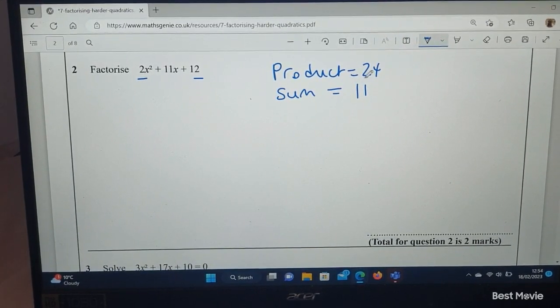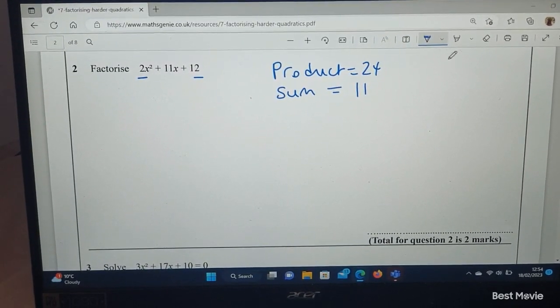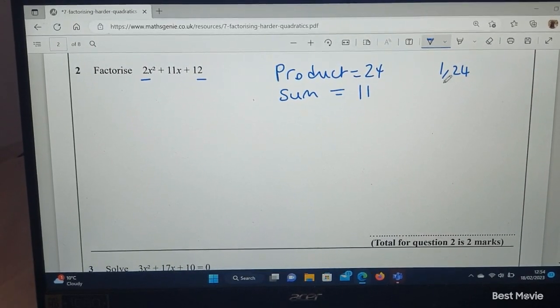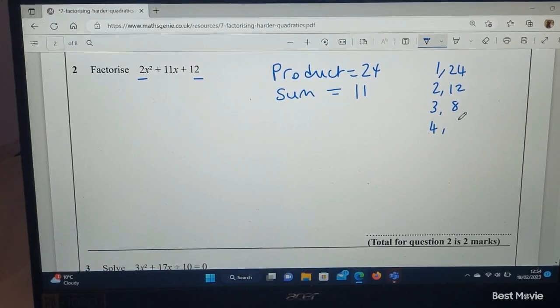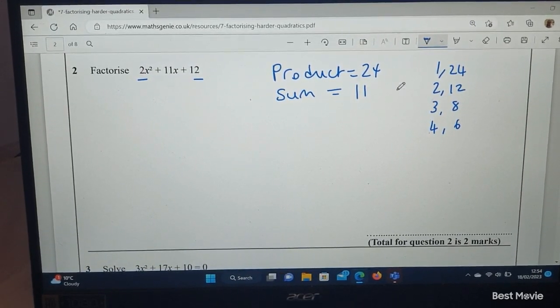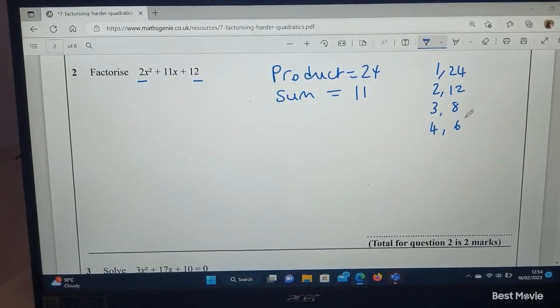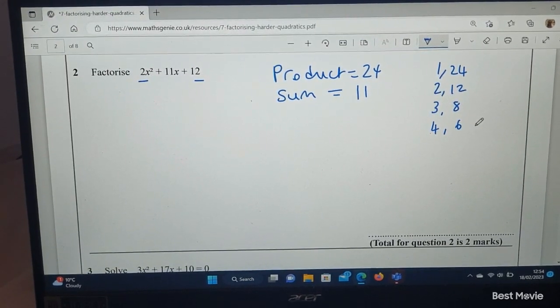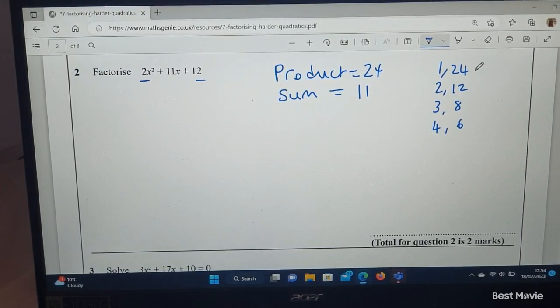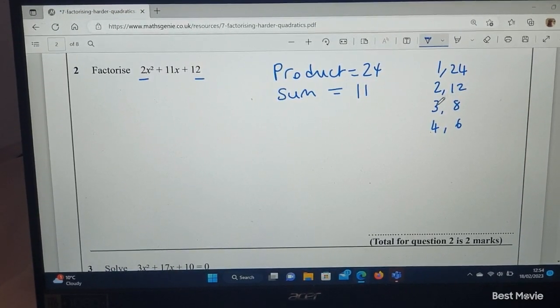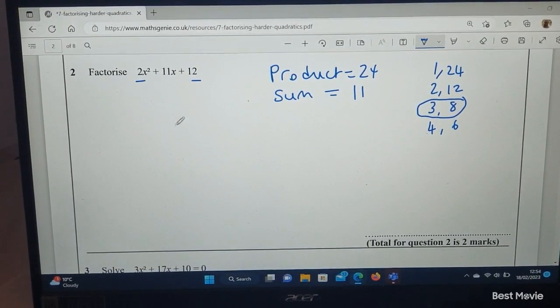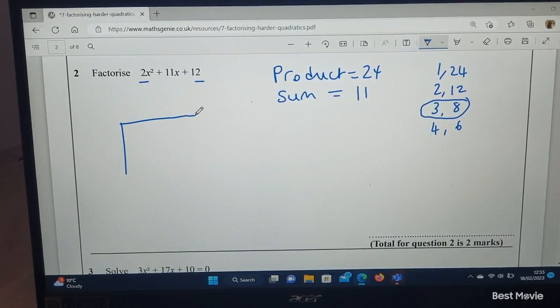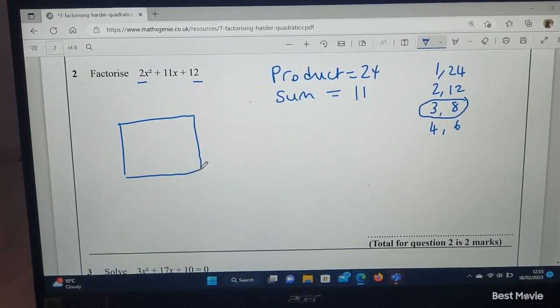So I'm going to generate pairs of numbers that I multiply to get 24. So 1 and 24, 2 and 12, 3 and 8, 4 and 6. So these numbers, when I multiply them, will get me to 24. And then I need to find which pair will get me to 11. So 1 and 24, nope. 2 and 12, not that one. 3 and 8, yes, that will get me to 11. Check for 4 and 6, that's 10, so definitely not that one. So 3 and 8 are the pair of numbers that I want, that will get me to 11x.